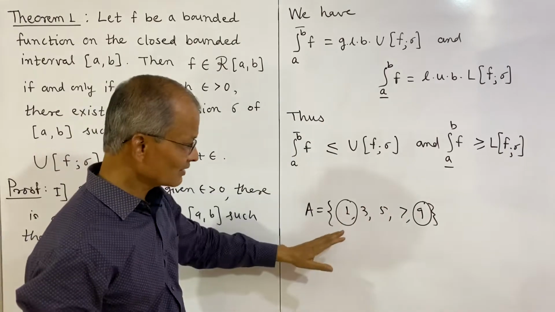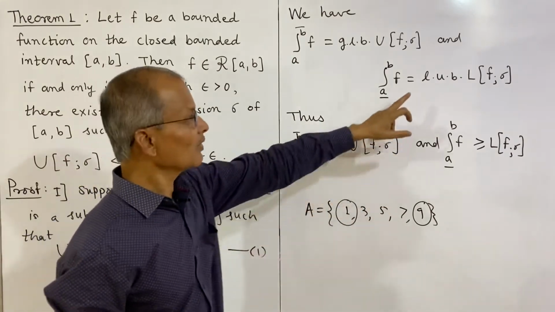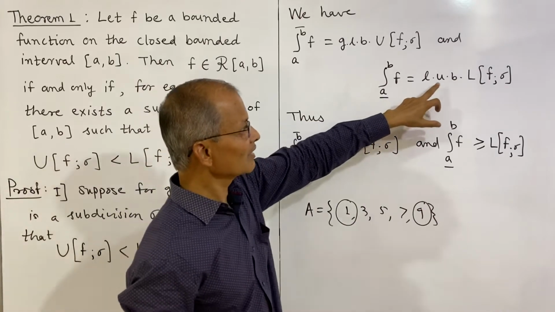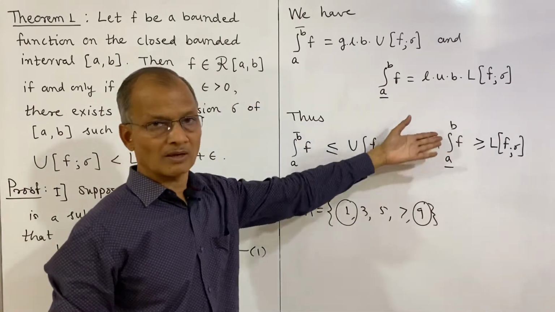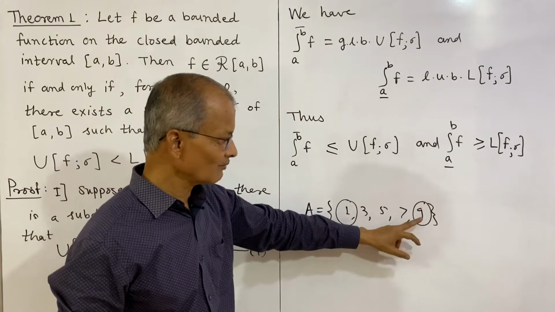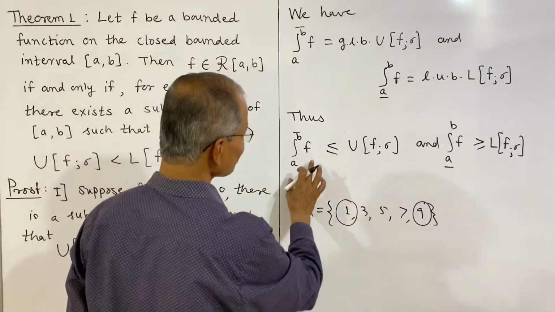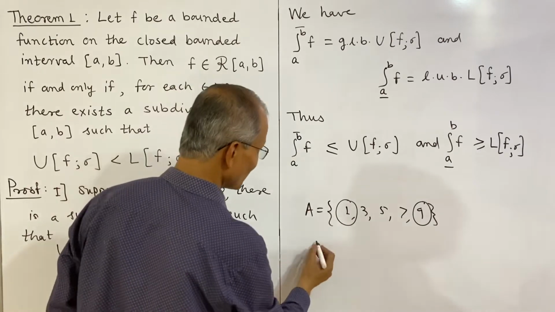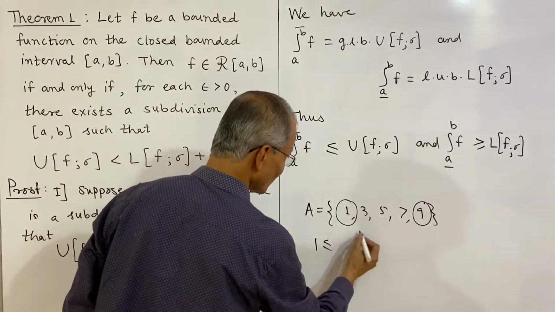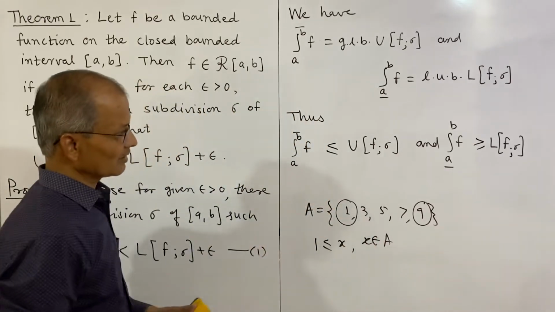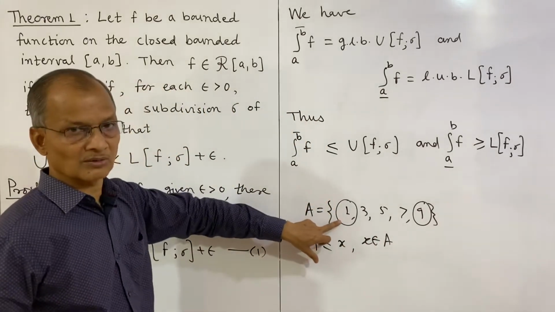In that case we consider the smallest value, and for the lower integral we consider the least upper bound of the lower sum. If it is the lower sum, then we consider its maximum value, and thus this integral is the smallest value. So here what we are writing, 1 is less than or equal to any x belongs to A. So that is the first value, the greatest lower bound.